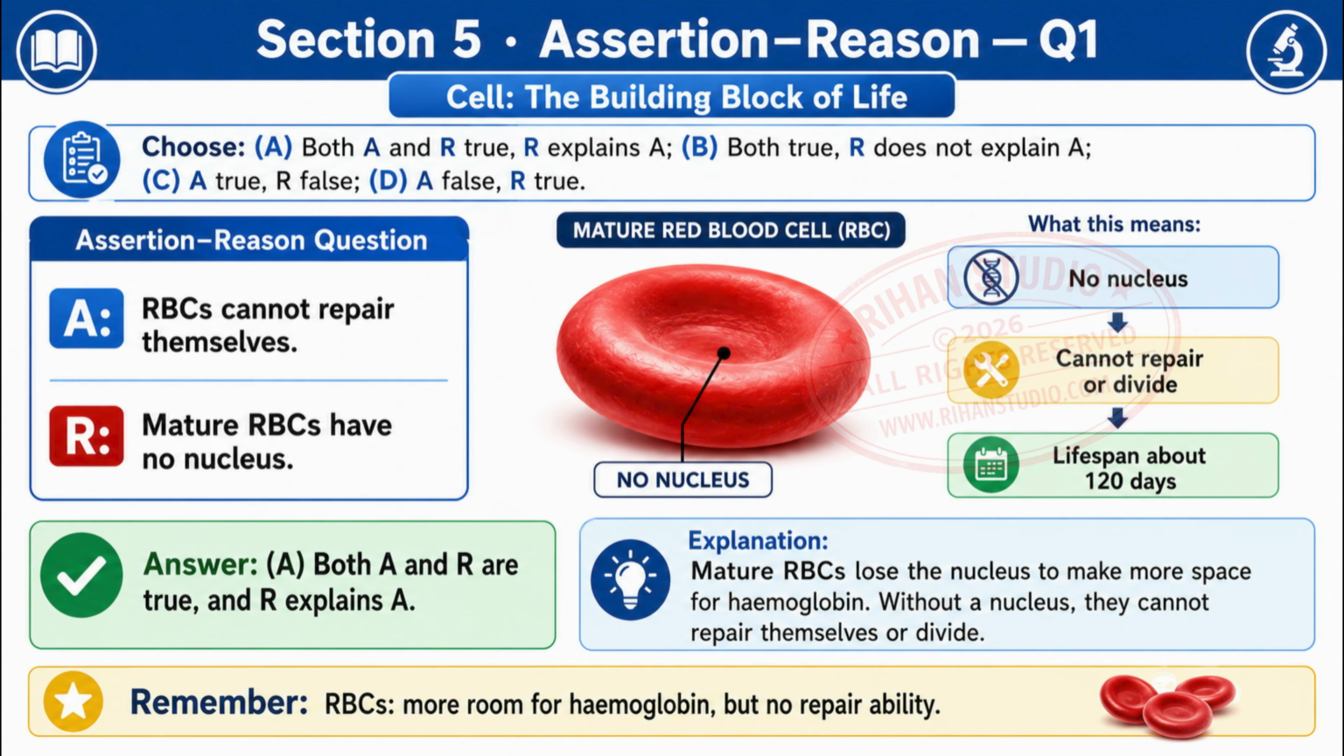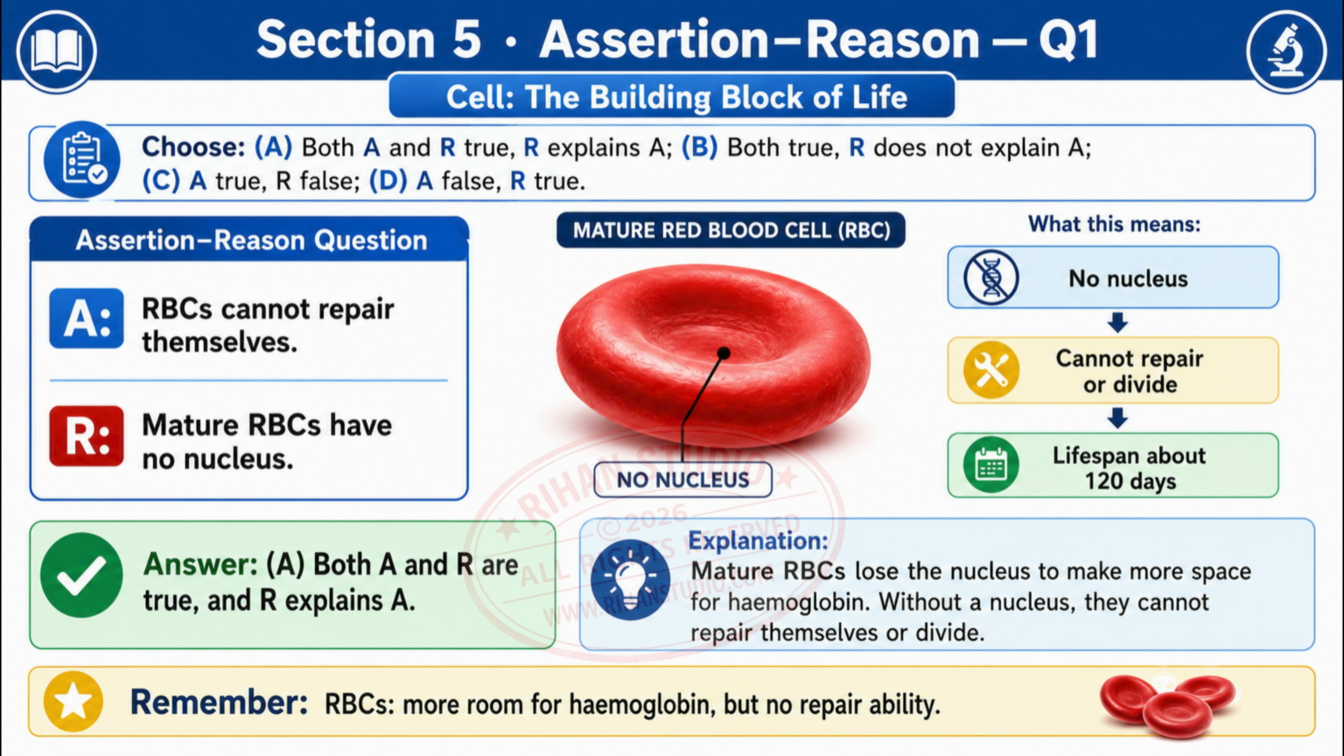Assertion, reason. Choose. A. Both A and R true, R explains A. B. Both true, R does not explain A. C. A true, R false. D. A false, R true.